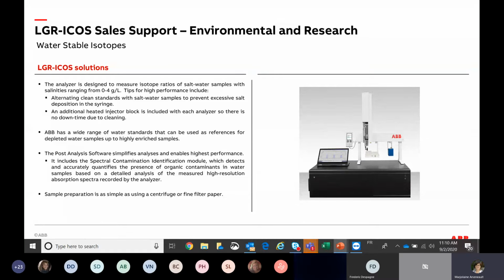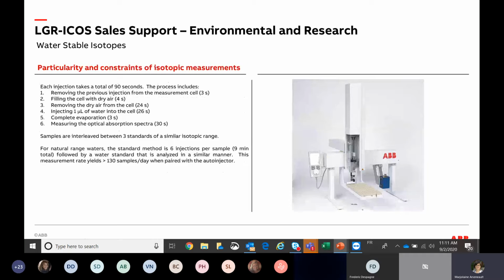ABB has a wide range of water standards. We talked about it in the previous presentation. It goes from depleted water to highly enriched samples. We have post-analysis software that simplifies analysis and enables the highest performance. This will be covered by my colleague, Susan. It's the spectral contamination identification module, and it accurately quantifies and detects the presence of organic contaminants in water samples. Finally, when we talk about dirty samples, like stream or groundwater, there's no need for sample preparation other than centrifugation or simply fine filter paper. There's no need for any chemicals, just to remove the suspended particles.